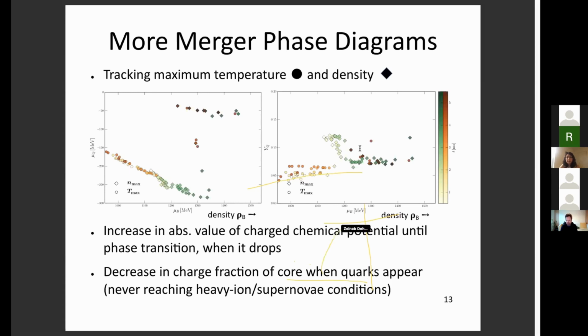And how this reflects in charge fraction is that because you're going from hadronic, or mainly hadronic, to quark matter, you never get to a large charge fraction that people were expecting to see in the first place. So when this first transition happens, the charge fraction lowers again, and you never cross a threshold of 0.15. And remember, we're comparing these with charge fractions of 0.4, 0.5.